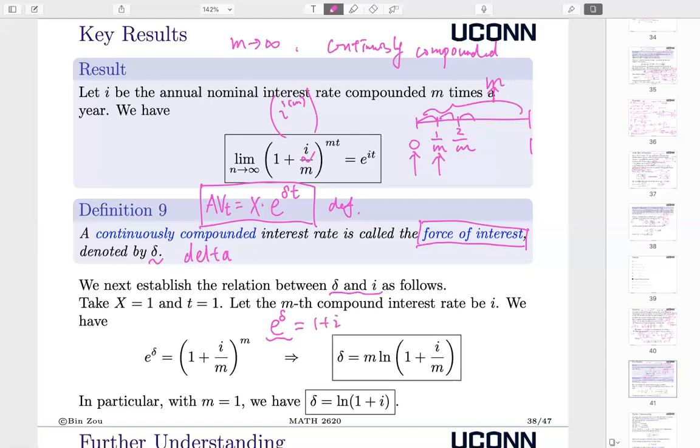If I apply effective interest, my $1 at the end of 1 year will be 1 plus i. So when I equate them, I can easily see the result is delta equals log of 1 plus i. This is for the effective rate. If my i is not the effective interest rate but rather the m-thly compounding interest rate, I will get this formula, where i is i to the m, the nominal interest rate compounded m times. Of course, the particular case I already derived is already here. So this is the quick connection between delta and i.